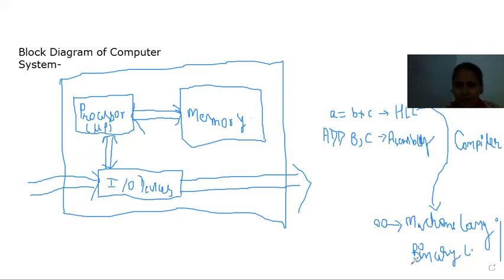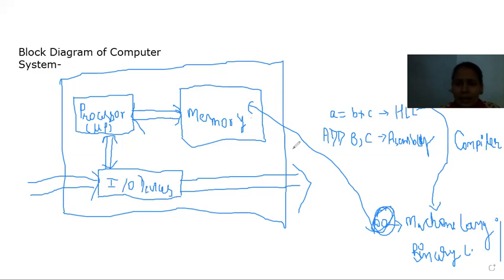Now, suppose A equals to B plus C. Compiler converted it into the form of 0, 0. So this 0, 0 can store in the memory. So compiler is a software, you can say that it is a program which is converting the higher level language program into the machine language or binary language program.